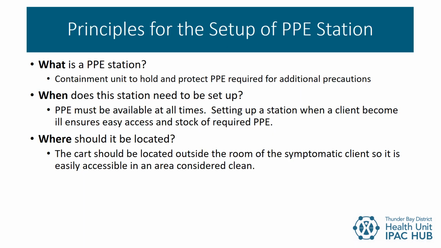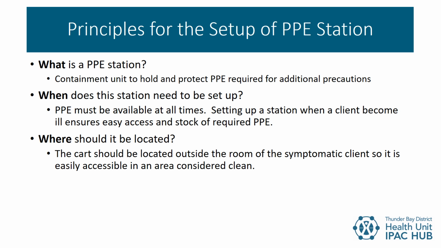So we've talked about PPE, but now we'll talk a bit about the principles of a PPE cart setup. PPE carts or stations hold all the necessary supplies required to implement additional precautions for residents or rooms. So for example, droplet contact precautions. The PPE station needs to be set up at the first sign of symptoms. This is at the very first symptom. You should not wait for the outbreak to be declared. Additional precautions which are put into place are based on the client and symptoms present, not the actual outbreak declaration. The additional precautions are meant to stop spread at the first sign.